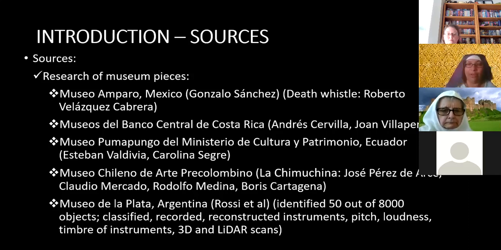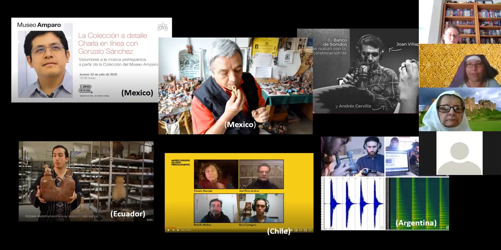Also the studies by Esteban Valdivia and Carolina Segre for the Museo Pumapungo in Ecuador. Jose Perez de Arce and all the other researchers that you read there for the Museo Chileno. And for Argentina, Museo de la Plata, the research conducted by Rosie and others. Most of them identified the objects that they had, classified them, and recorded them. Some of them recorded them, and some of them reconstructed the instruments. Here we have some of the studies.